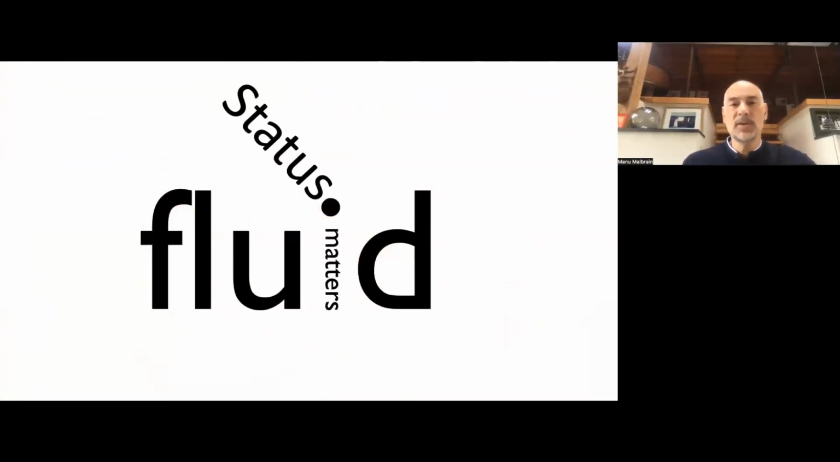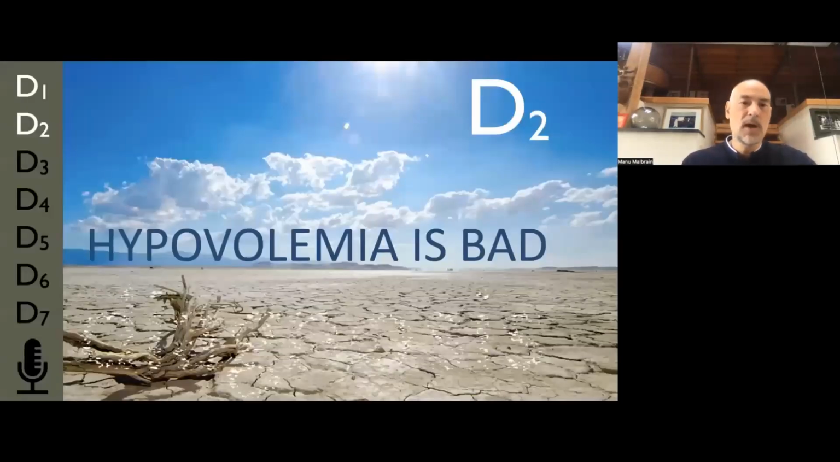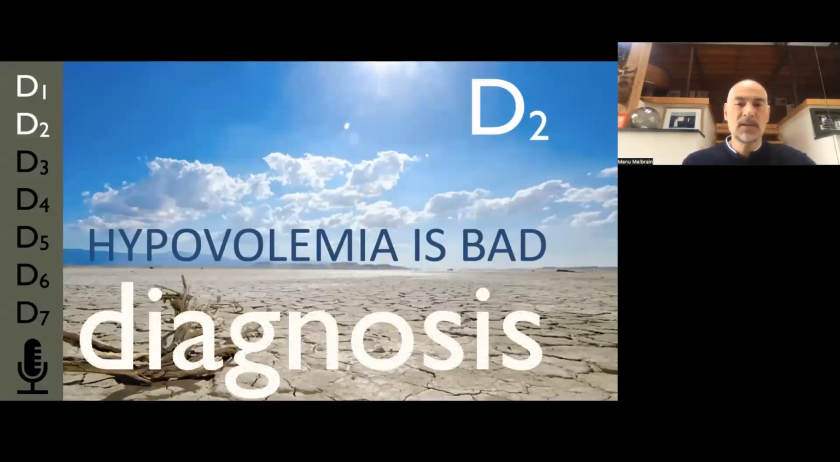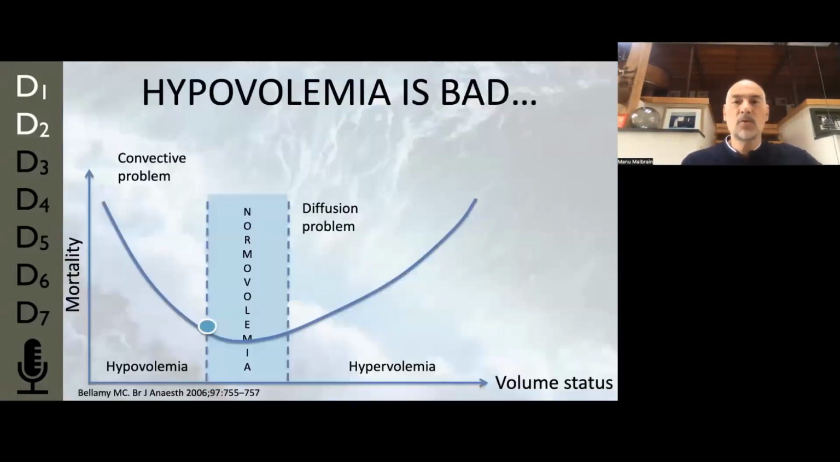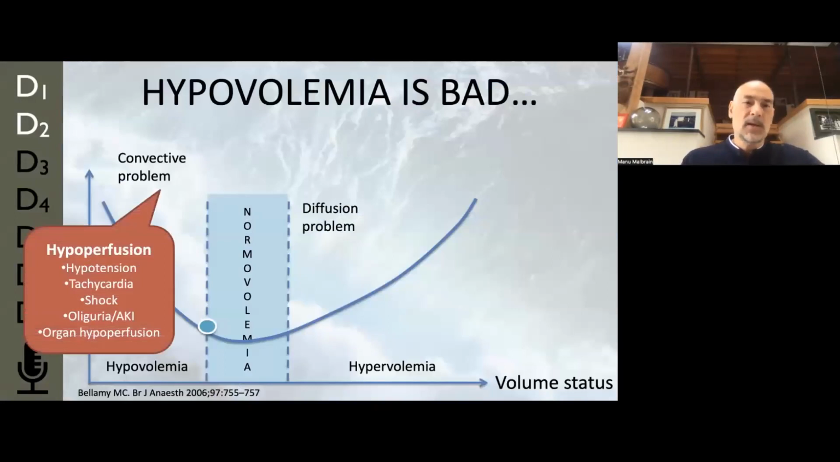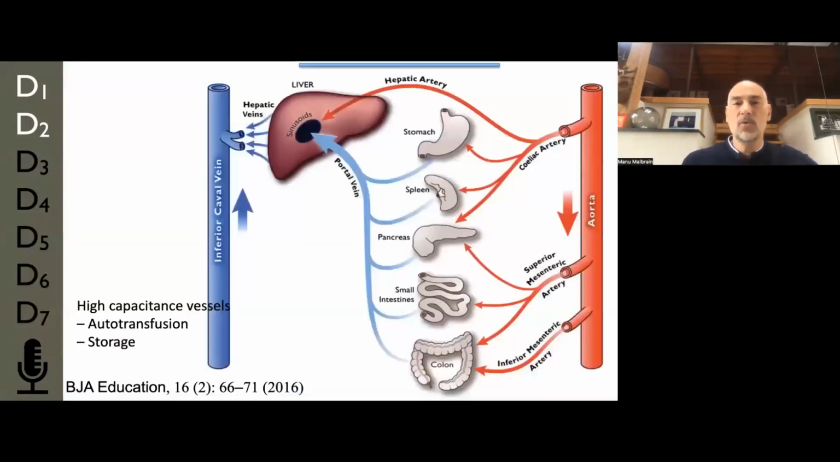Fluid status is important. As we know, hypovolemia is bad, so we need to make a correct diagnosis. Hypovolemia is bad because there is hypoperfusion to the tissues. This can lead to organ failure and dysfunction. So how to achieve then normal volemia?